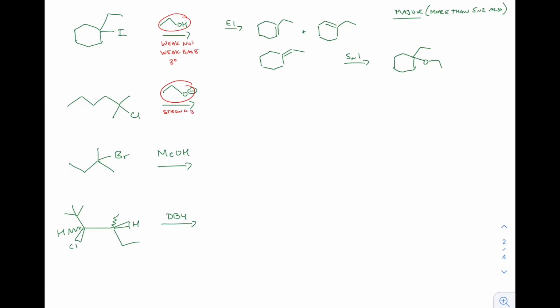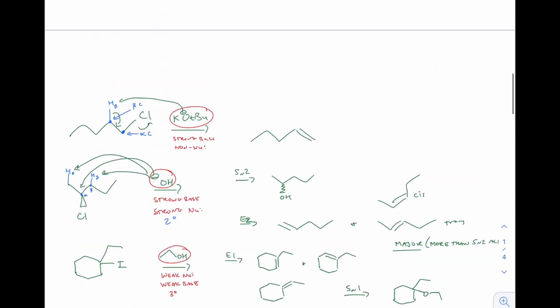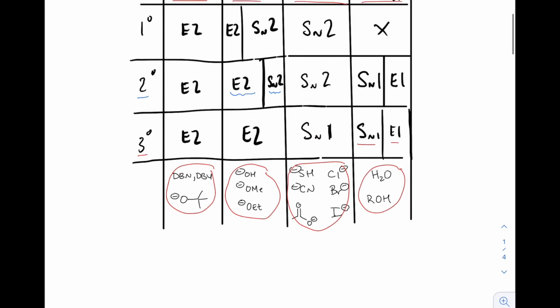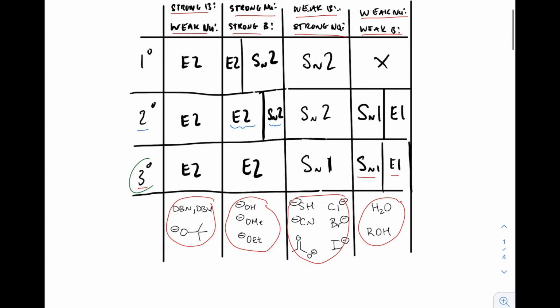So moving on, you get the strong nucleophile as well as a strong base, and we're looking at a tertiary alkyl halide. Okay, so if we want to look at the chart, tertiary alkyl halide with a strong base and a strong nucleophile, we will have an E2 reaction occurring. Okay.